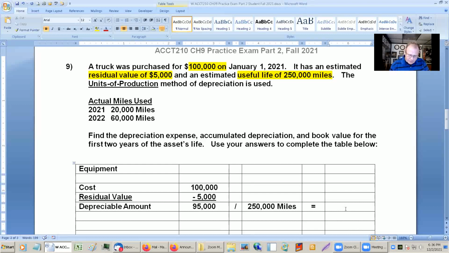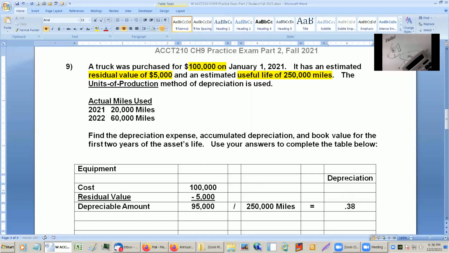So 95,000 divided by 250,000. Oh, my calculator came up. 0.38. I got 0.38, yeah. Okay. Sorry. Okay, so this is 0.38. So like 38 cents a mile. And by the way, this is what the... use for taxes, basically this method.